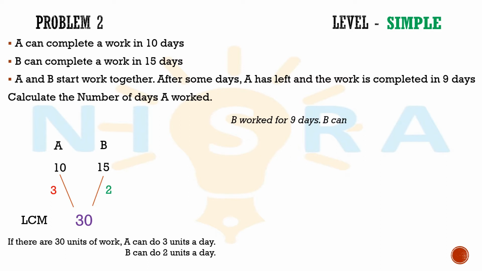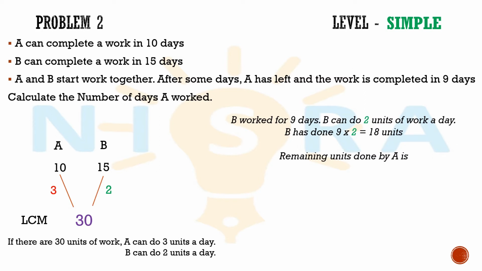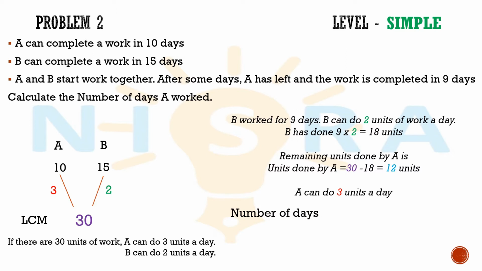B worked for 9 days. So B can do 2 units of work a day. So B has done 9 into 2, which is equal to 18 units. Remaining units done by A is equal to 30 minus 18, which is 12 units. So A can do 3 units a day. So the number of days A worked is 12 divided by 3, which is equal to 4 days.